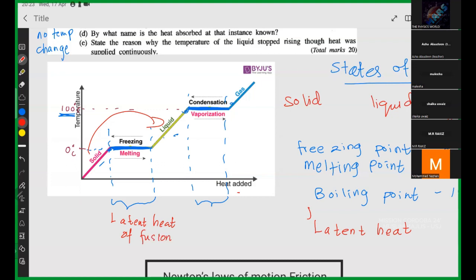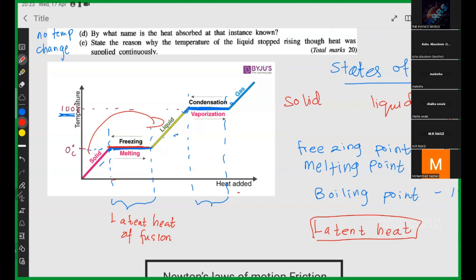Teacher, where is the latent heat? Yeah, the latent heat means you can see now here heat is given. Heat means the fire that we give, or let's say when you're heating it with the Bunsen burner, you're providing the heat continuously. That is heat added. Okay. So you're giving the heat, but will the temperature change? No. Temperature is at 0 at this moment. But heat is given. That heat only you're calling latent heat.